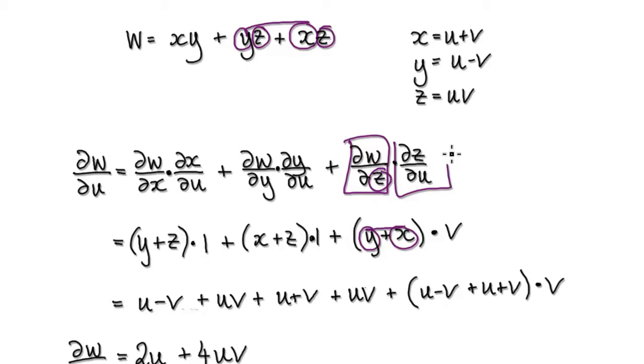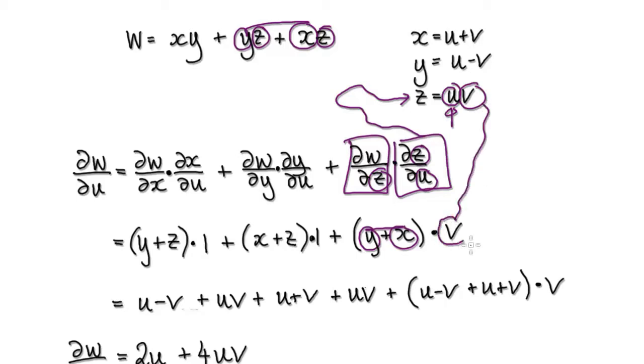So for this bit, let's look at z. Take the partial derivative of z with respect to u. So u is a variable, and v is a constant. So when you differentiate it, it would just be v. So that would then give us this thing here.